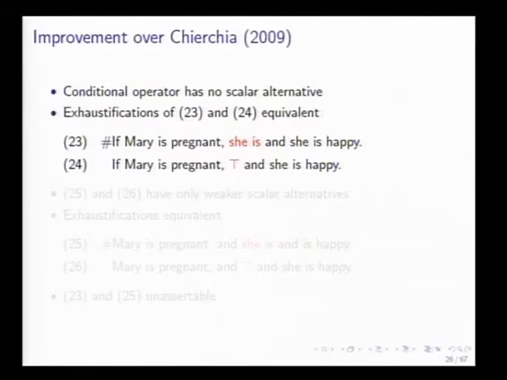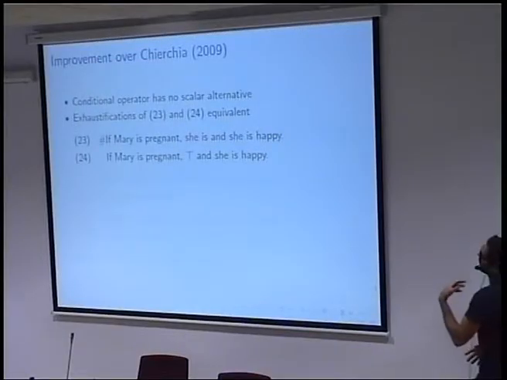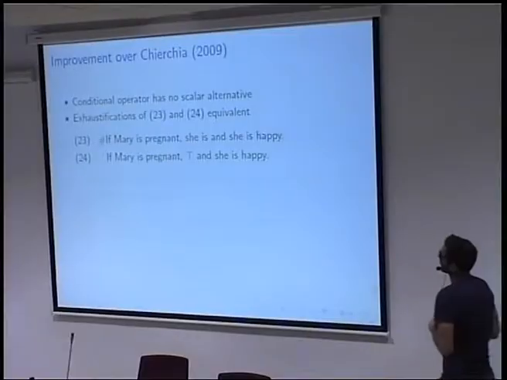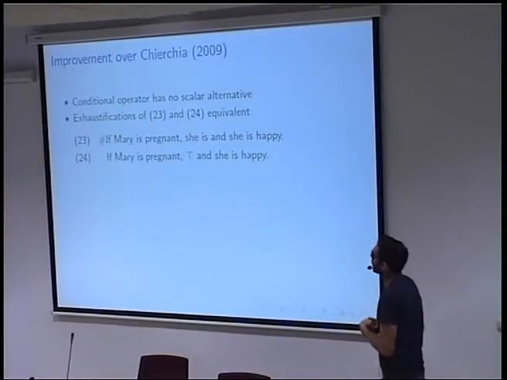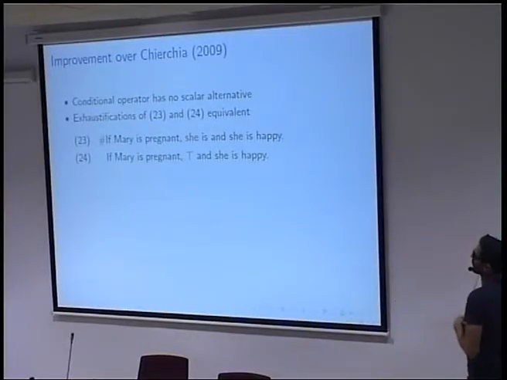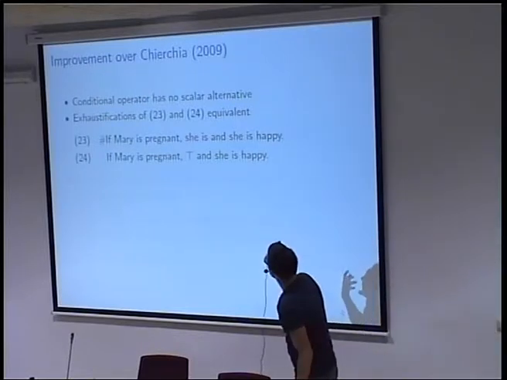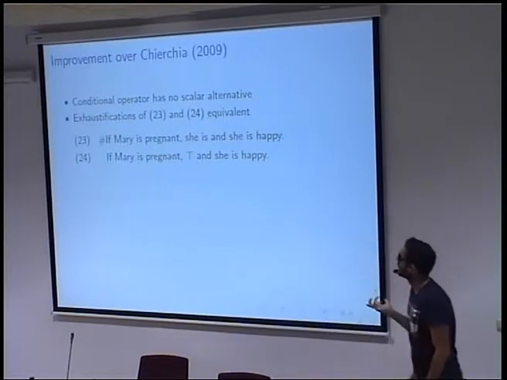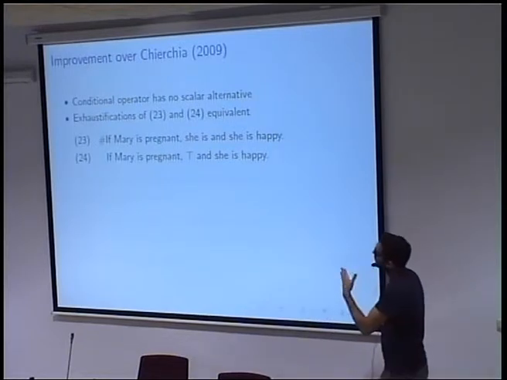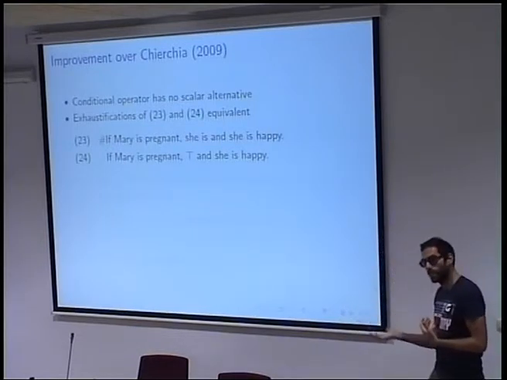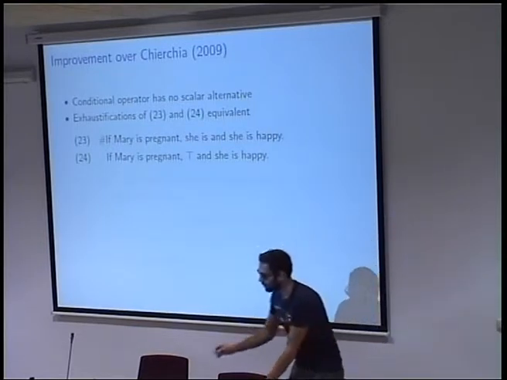This improves already on Gennaro's proposal because of what we call problem two. We don't predict, in other words, that the conditional is assertable, as it does. So we predict 23 to be non-assertable. Why? Because if we assume, as is generally done, that conditionals have no alternatives, then the exhaustification of 23 and that of 24 are both vacuous, so both equivalent. So we predict 23 to be non-assertable.